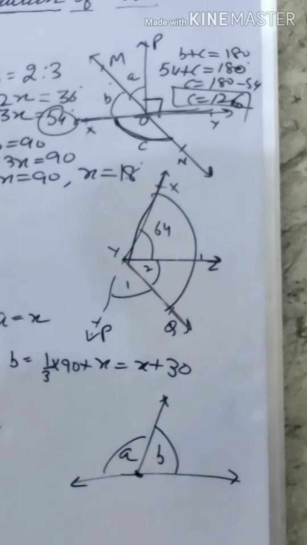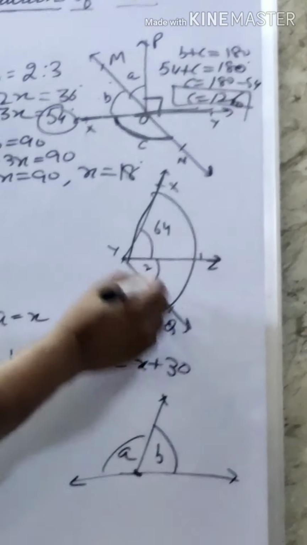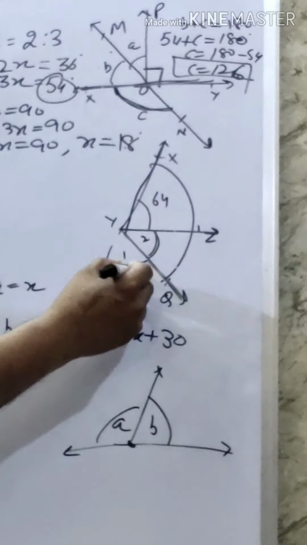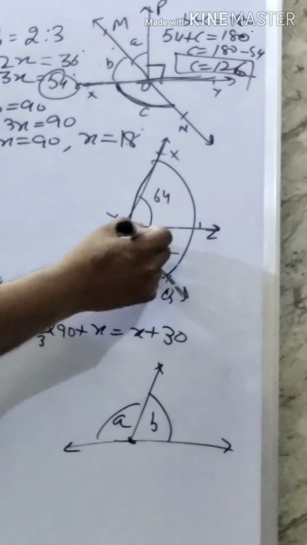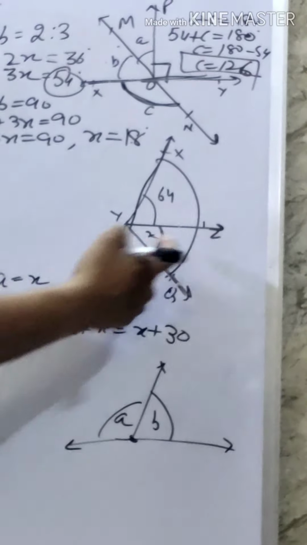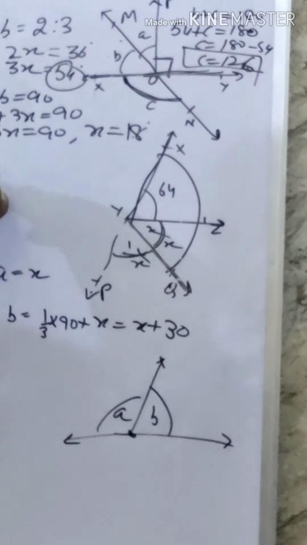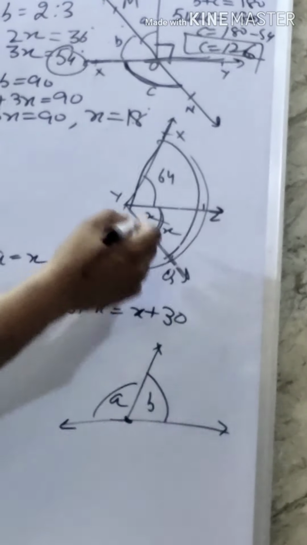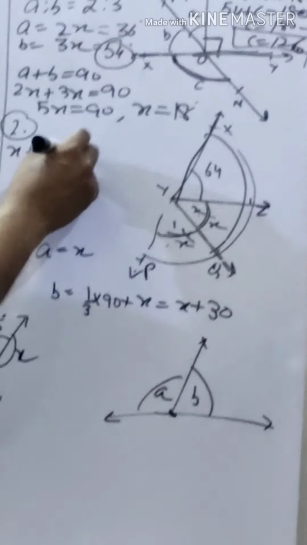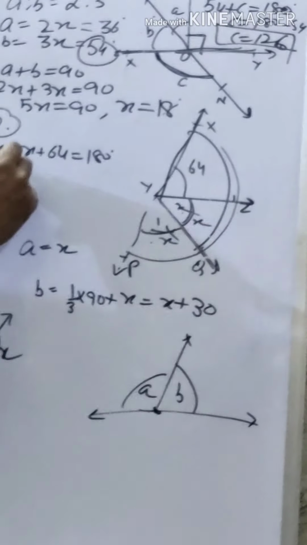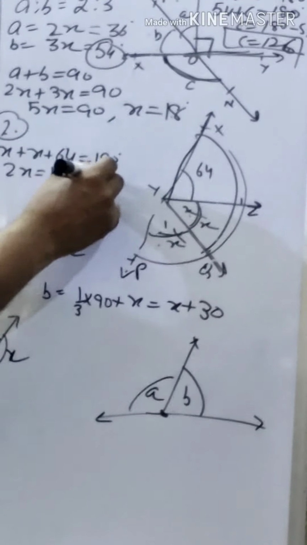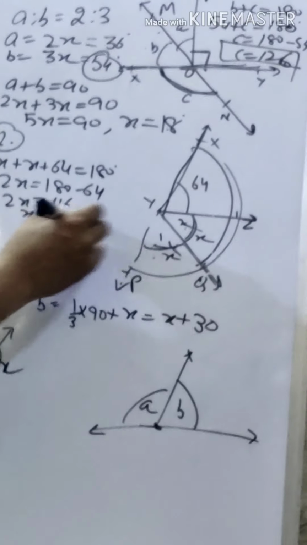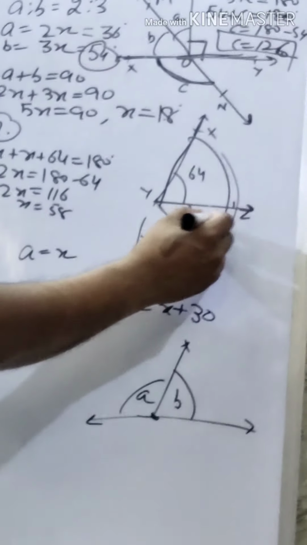So my dear students, simple, what will you say? This YQ bisects this angle. If it bisects this angle, it means angle 1 and angle 2 are both equal. So these two angles are equal. Suppose each is x. So in this linear pair, angles on a straight line, x plus x plus 64 is equal to 180. So 2x is equal to 180 minus 64, 116. So x is equal to 58. So this value is 58 degrees.